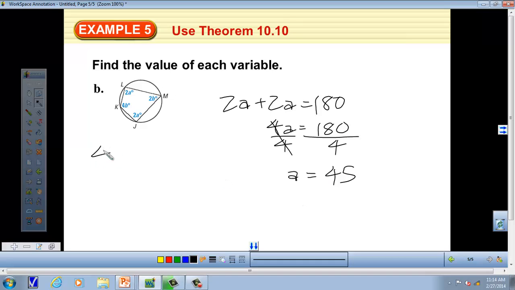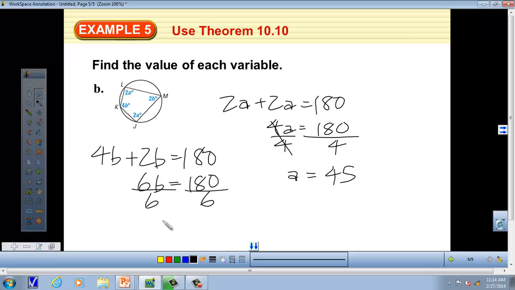To find b, we would say 4b plus 2b equals 180. That gives us 6b equal to 180. And dividing both sides by 6, we get b is equal to 30. So a equals 45, b equals 30.